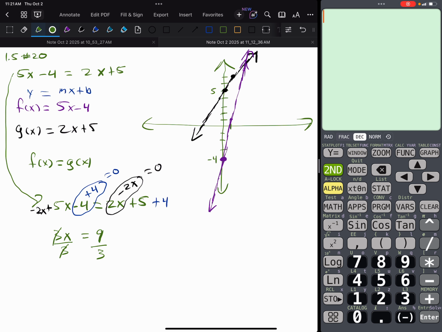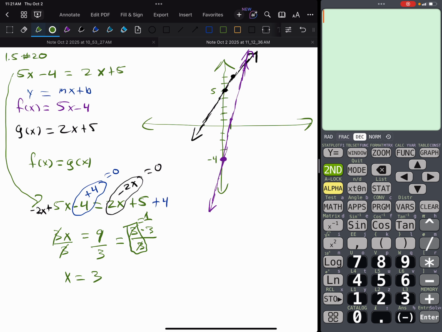Now, 9 is a funny number, right? Because 9 is 3 squared. So what I really have is 3 times 3 divided by 3. Well, 3 over 3 is 1. 1 times 3 is 3. So those 3's cancel. And I'm left with x equals 3.